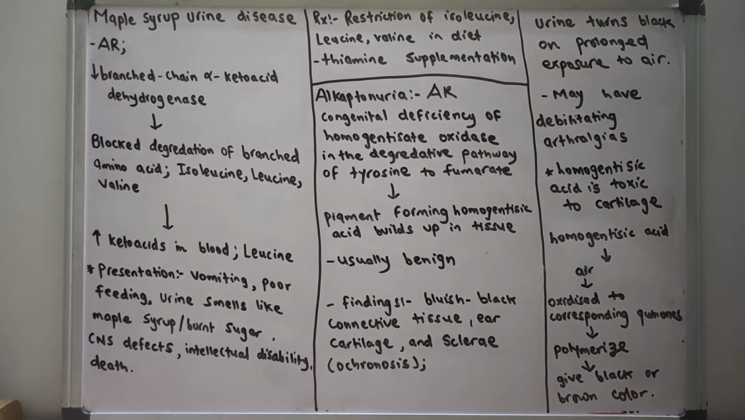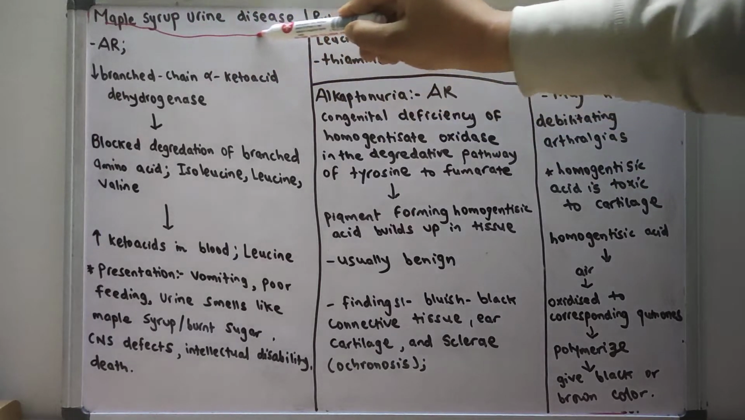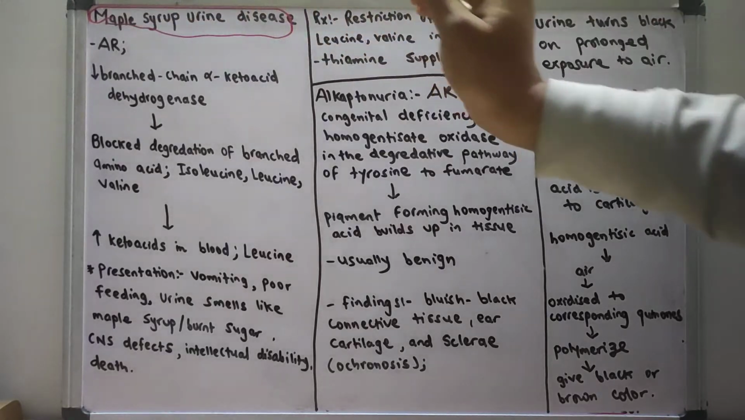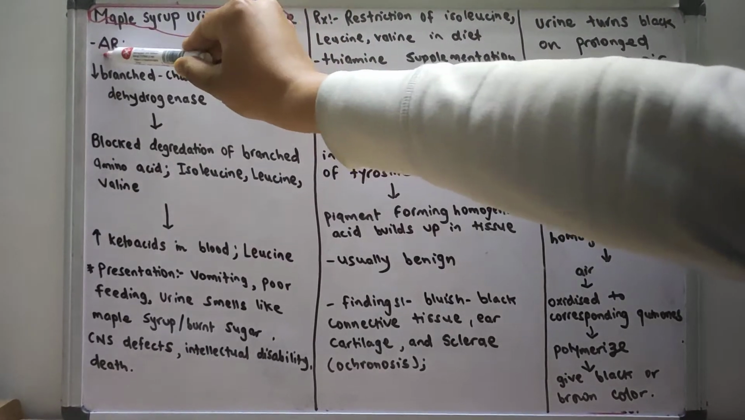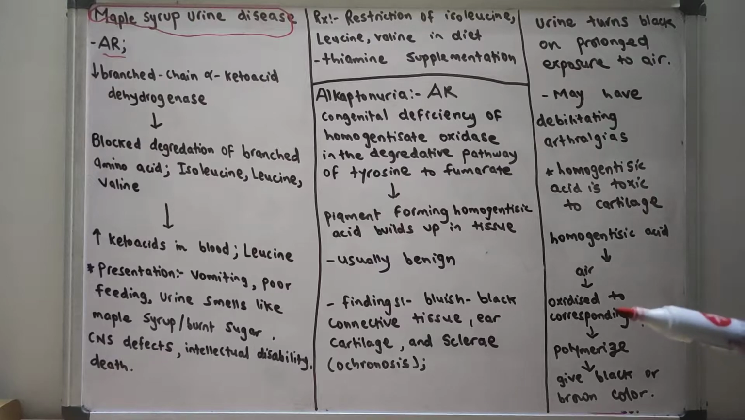In this video, we are going to talk about two important amino acid metabolism disorders. One is maple syrup urine disease and another is alkaptonuria. So first of all, let us discuss maple syrup urine disease. This maple syrup urine disease is an autosomal recessive disorder.